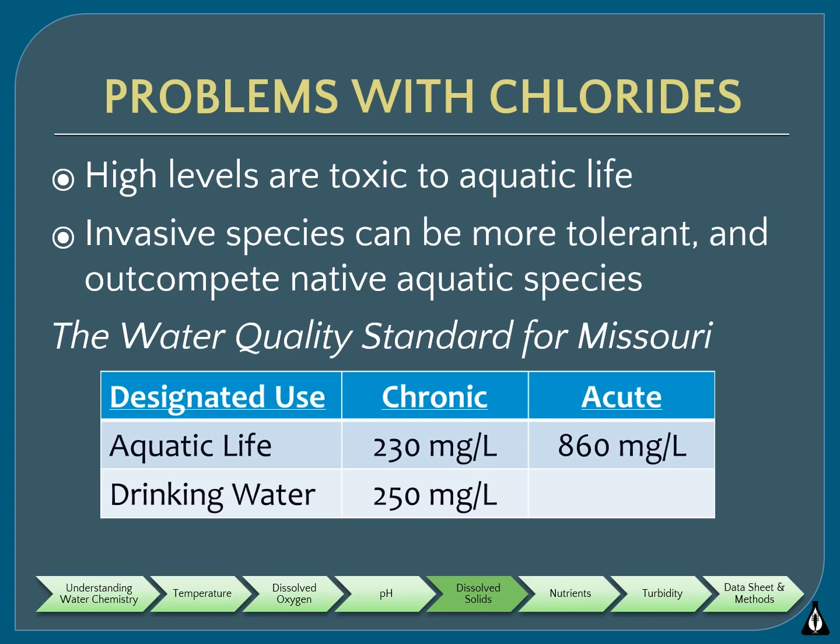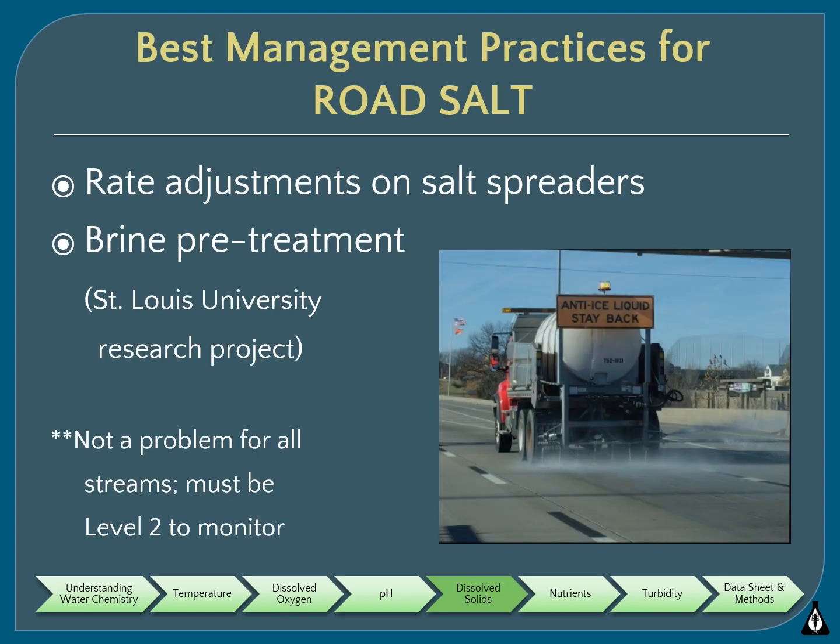Because chloride can become an issue for aquatic life and drinking water sources, cities have developed some best management practices to help mitigate these issues. There are rate adjustments on salt spreaders that will help cities save money from not over-applying salt and decrease the amount of chlorides potentially running off into surrounding streams. Brine pretreatment is when a salt solution is spread on the surface of roads rather than salt crystals. There was a project conducted in the St. Louis area in the winters of 2016 to 2017 and 2017 to 2018 that outlines and describes how this method of road salt application can be a more effective way to reduce chloride runoff.